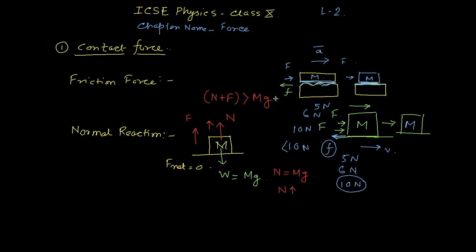Third one is the tension force. This is another simple concept. So if this is a rigid surface and you hang some mass over here, okay, so let's write down tension force. This is the mass M. Now, what are the forces acting over here? The force acting over here is this M into G.